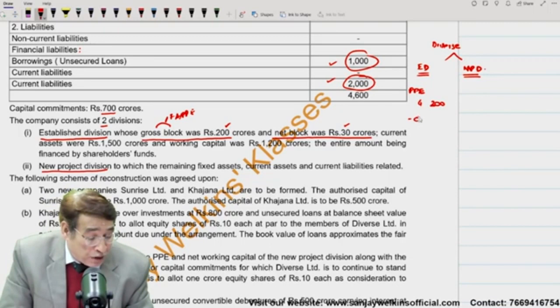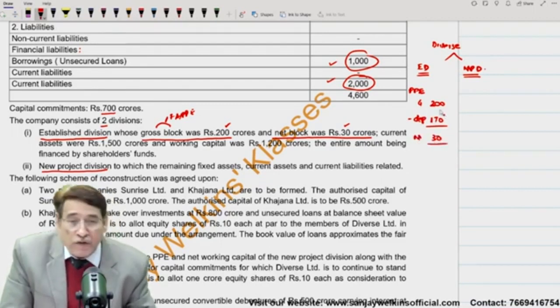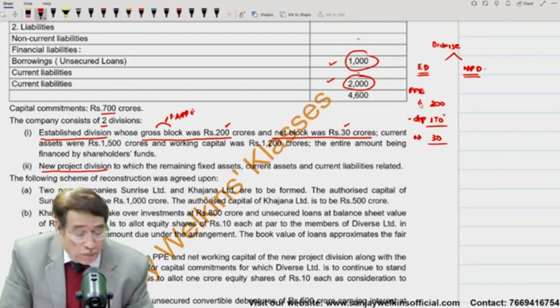That means the depreciation on gross block must be equal to 170. Then only can we say that its net value is 30. Now we have come to know that as far as property, plant and equipment is concerned, the net value of 30 belongs to the establishment division. Is it clear to you?